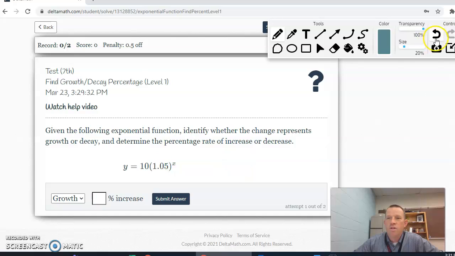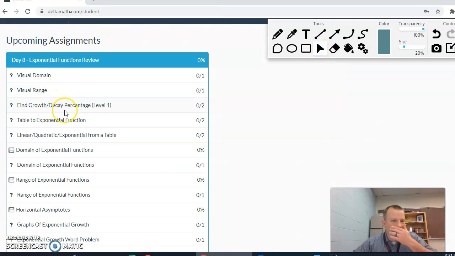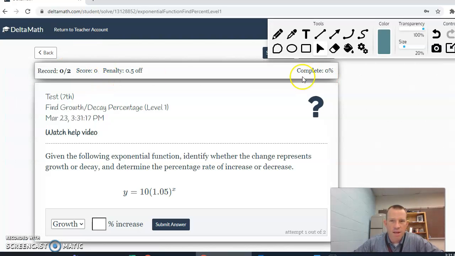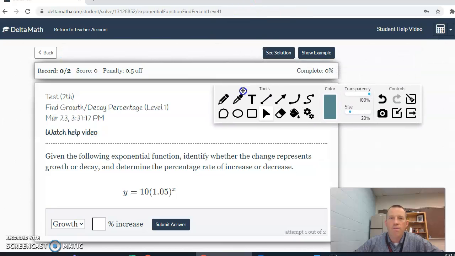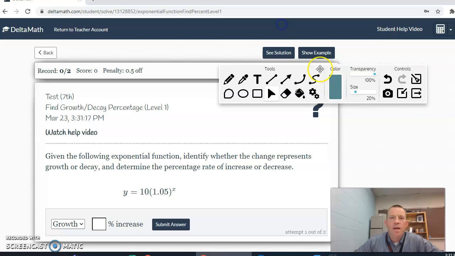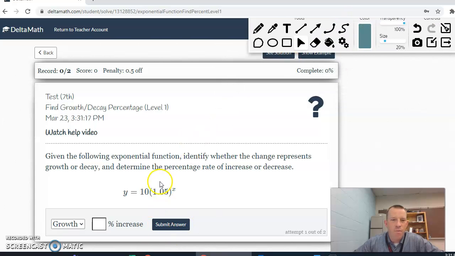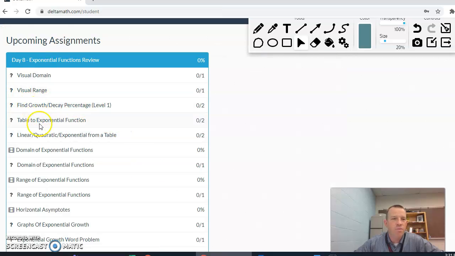All right, so let's move on to the next question. So that's finding growth and decay. Maybe we have another one. Let's see if I can go to the next problem. I don't know if I can or not. I really can't. But basically, if the number inside the parentheses is less than 1, then it's going to be a decay, but you need to work out how to find it as decay. All right, let's move on.